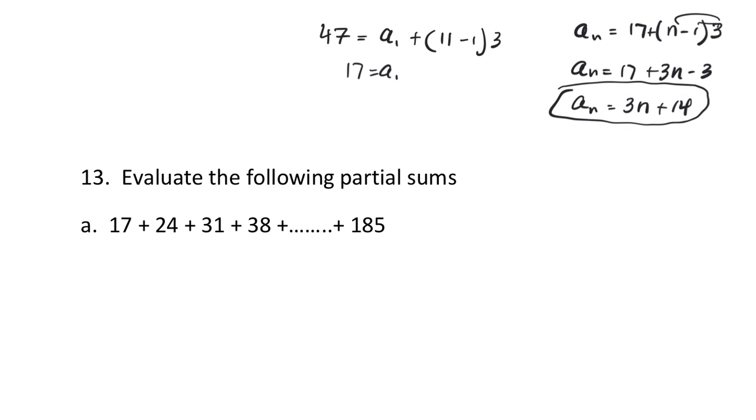So the partial sum formula for arithmetic is first term plus last term multiplied by n over 2, where n is the number of terms being added. We do not know how many terms are being added. It's not clear if 185 is the 10th term or the 15th. What we need is the explicit formula. So we know the common difference is 7.